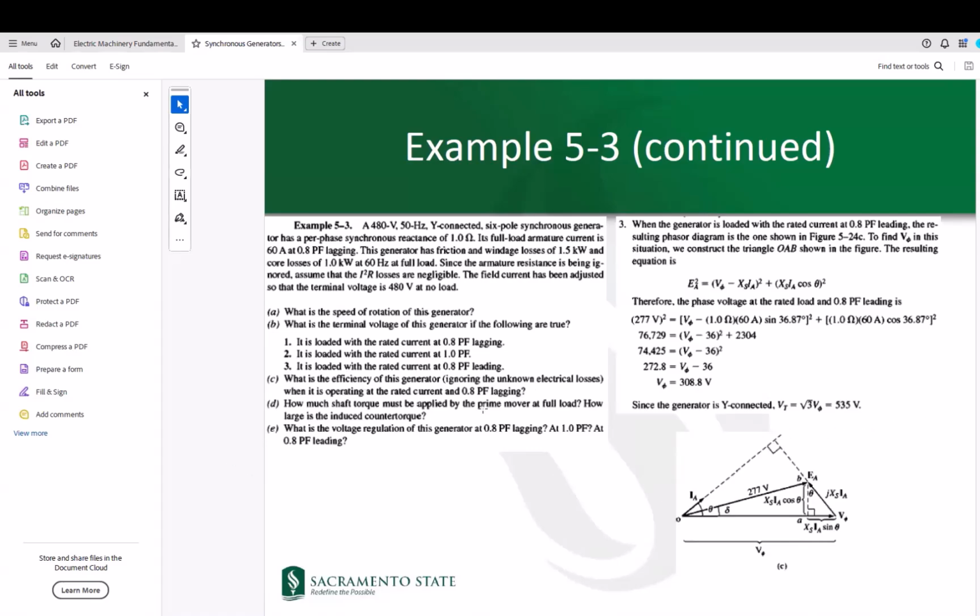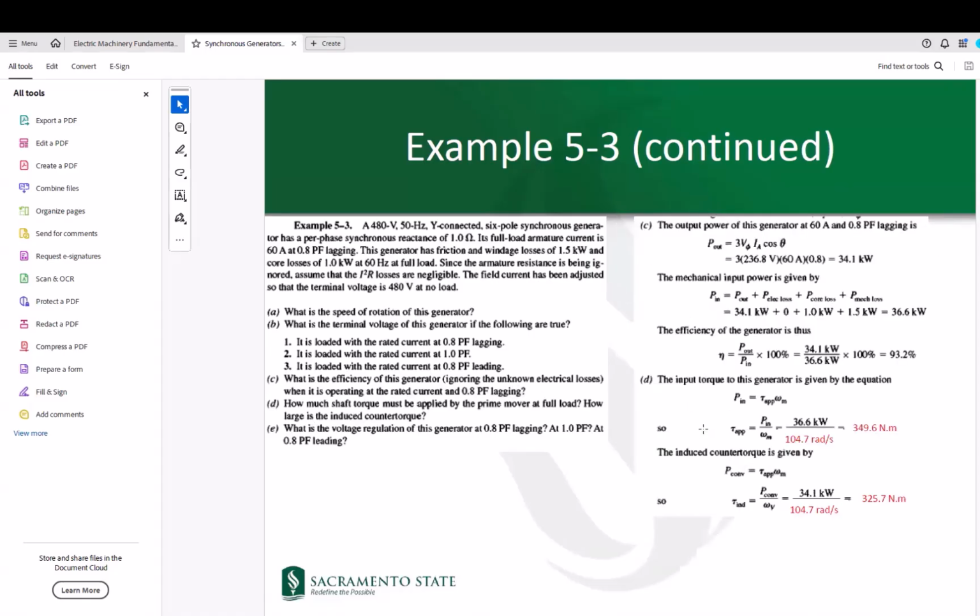Part C is talking about the efficiency of this generator. We're ignoring the copper losses, and we're considering the 0.8 power factor lagging condition. So in order to do this, we find a P out, then we find a P in, we find the efficiency from P out over P in, which would be 93.2%.